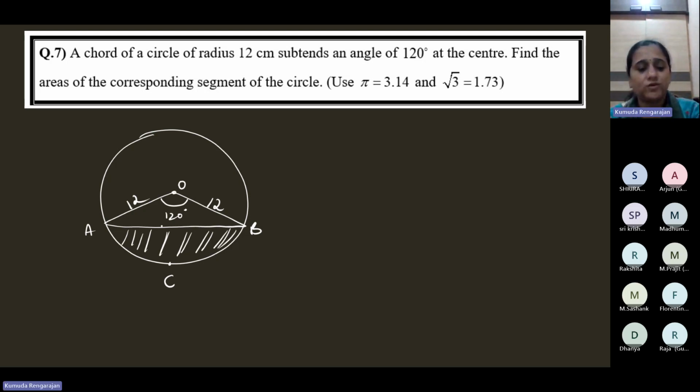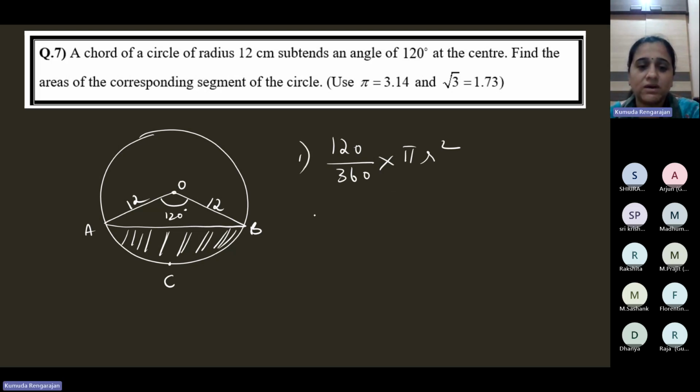So first we need to find the area of the sector: 120 by 360 into pi r square, because again the area of the sector is a part of the area of the circle. So 120 by 360 is a fraction. It's 1/3. This sector occupies 1/3 the area of the circle.